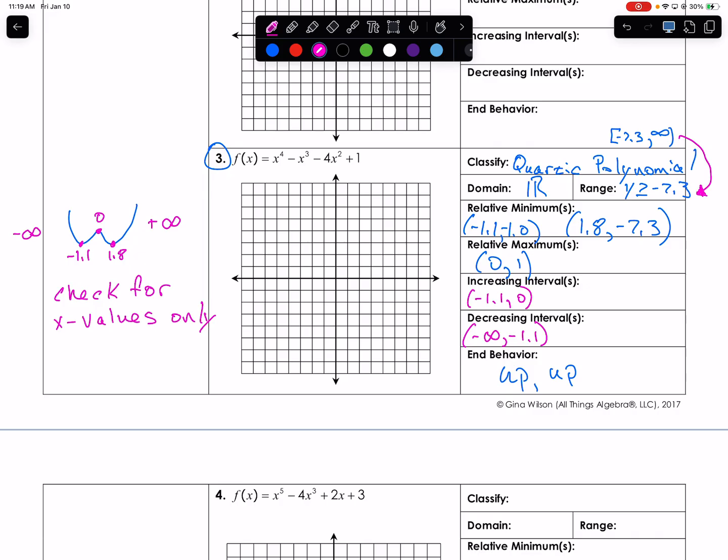And then the next one decreases, right? From where to where? 0 to 1.8. The boys back there are actually in 7th grade mentally. And then it increases where? From 1.8 to positive infinity.